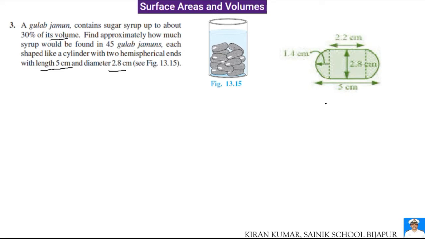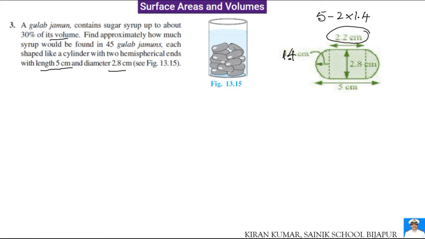The length of the jamun is 5 centimeter and the diameter is 2.8 centimeter. So for the hemisphere, its radius will become half of 2.8, which is 1.4 centimeter. From the length, if you subtract 5 minus 2 times 1.4, we'll be getting 2.2 centimeter, which is the height of the cylinder.